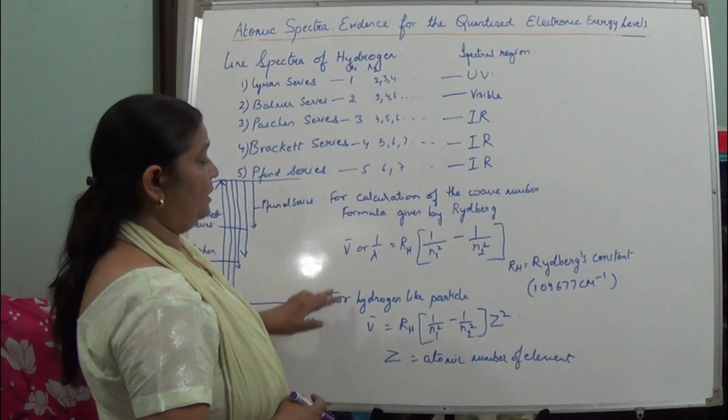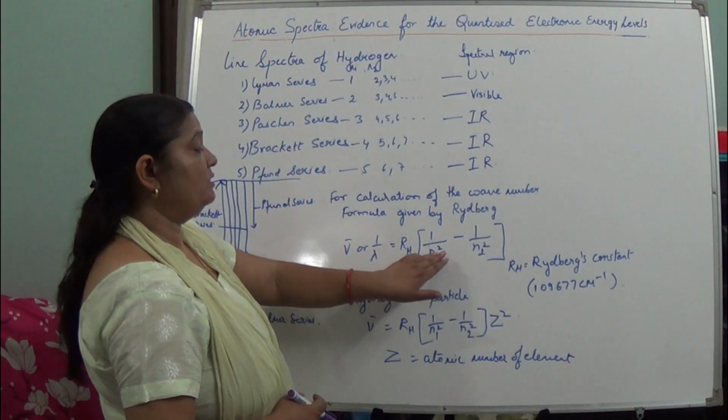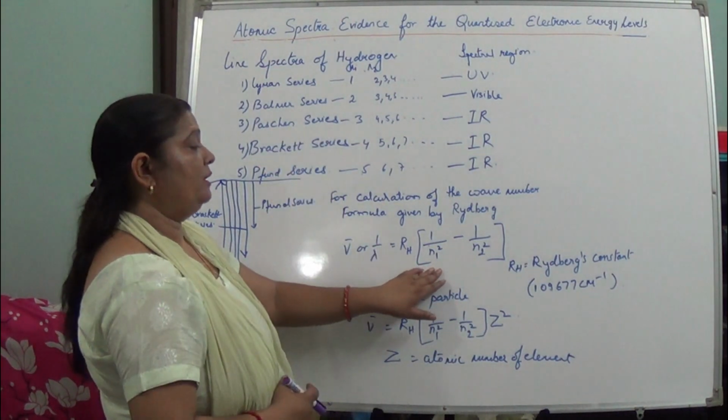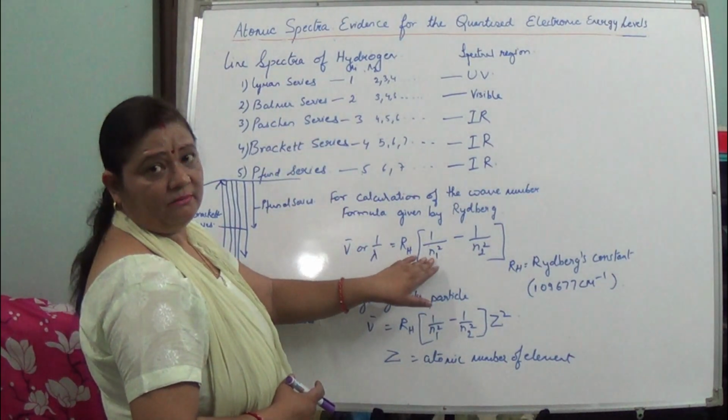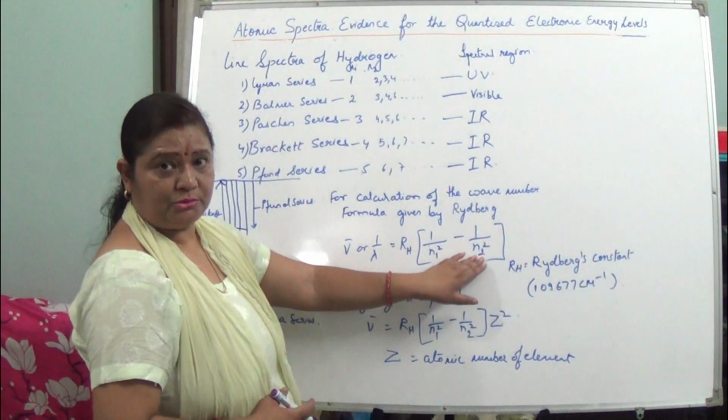Now here I will explain a bit more. Here you can see I have written n1 square and n2 square. Suppose in the numerical it comes, the initial and the final positions, you will be taking the values over here only, n1 square and n2 square in this region.